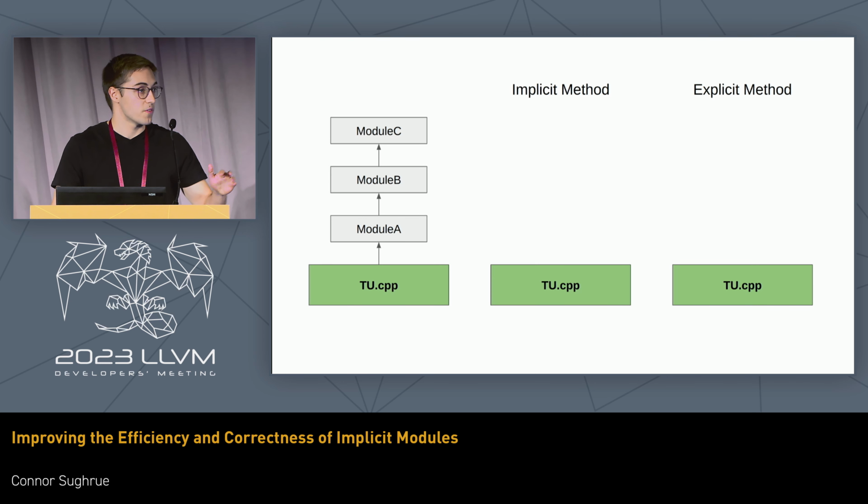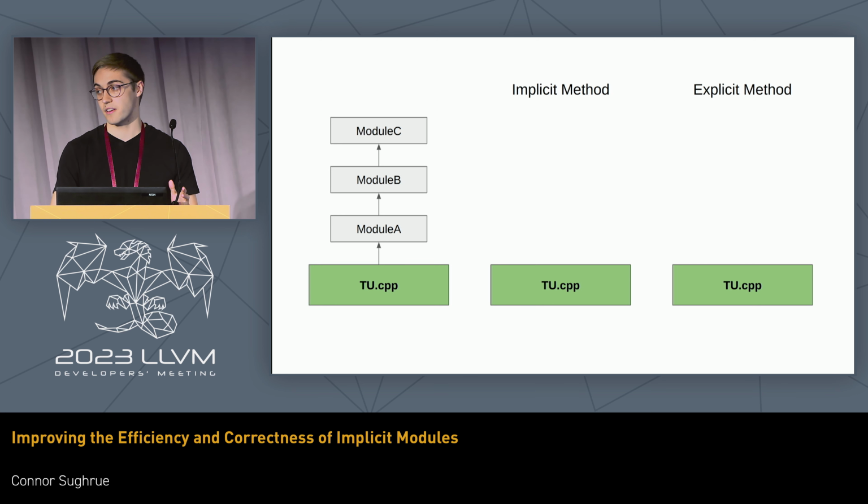I do want to note that this presentation is mainly on Clang modules, and I'll touch on standard C++ modules at the end. There's some similarities, but there's also some big differences. When it comes to building modules and figuring out the correct order to compile translation units, there's two main strategies being used today. There's the implicit method and the explicit method.